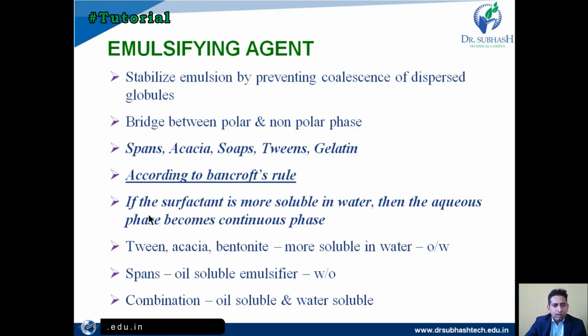According to Bancroft's rule, if the surfactant is more soluble in water than in the oil phase, the aqueous phase will become the continuous or external phase. So it will give an oil in water emulsion. Some examples are tween, acacia, bentonite. These are more soluble in water, so they give oil in water emulsion. Span has solubility in oil, that's why it gives water in oil emulsion. Some combinations we also need to use, oil soluble and water soluble, two different types of emulsifying agent. We can mix them together as one combination and use it as an emulsifying agent to make a stable emulsion.